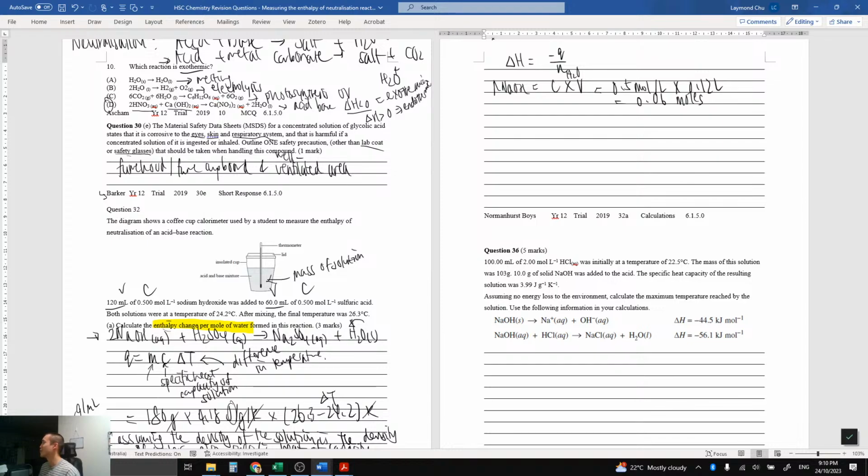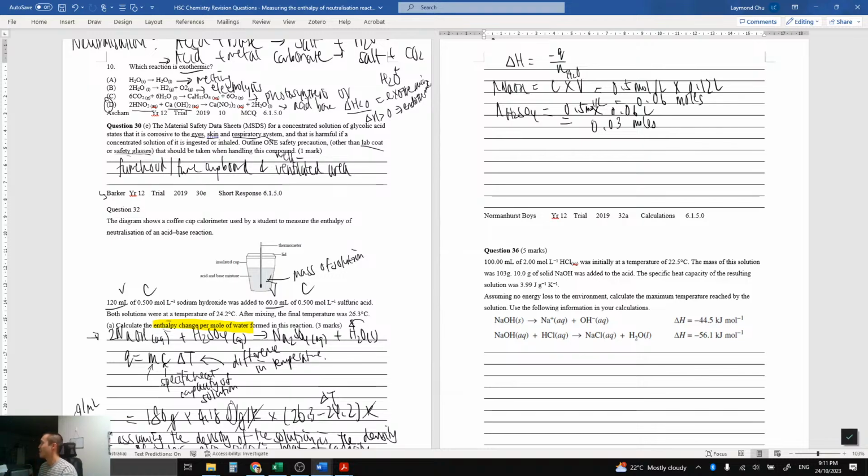So our moles of NaOH is 0.06. Moles of our sulfuric acid is 0.5 times 0.06 liters. So let's write in our units. That equals 0.03 moles. Now I'm looking at these numbers and the molar ratios, and I can see that they're actually both limiting.